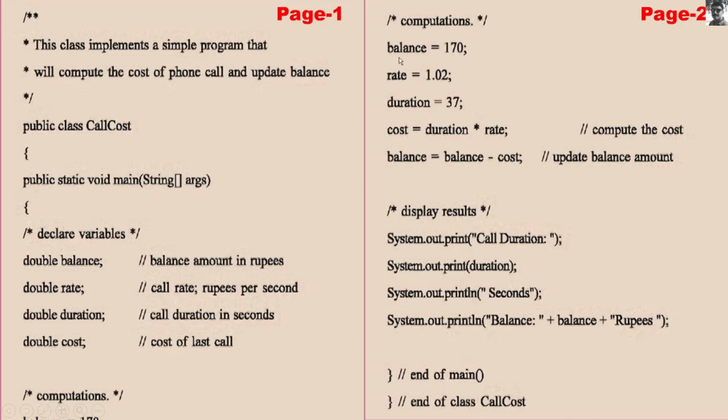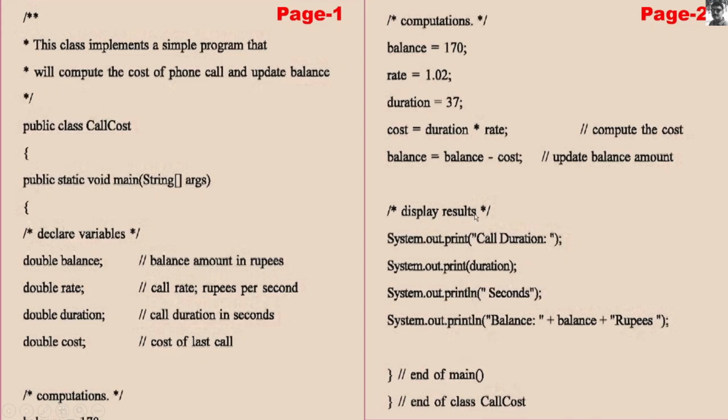We take the value of balance as 170, the call rate as 1.02 rupees, and the duration as 37 seconds, and now we calculate the cost of the call. So call cost would be duration into rate, and then balance would be old balance minus cost. So that will update the balance. And now we will print everything, displaying the result.